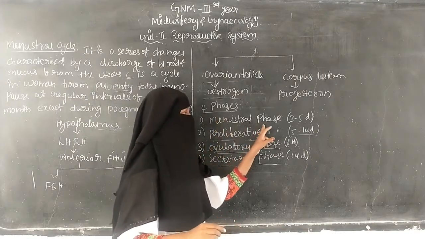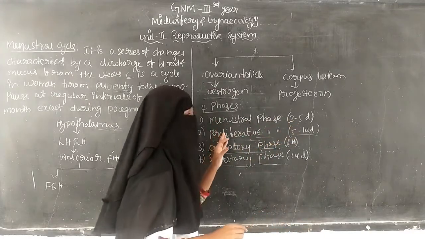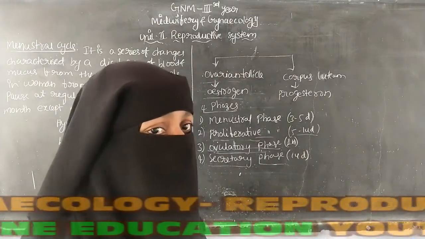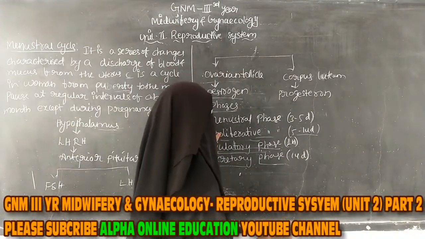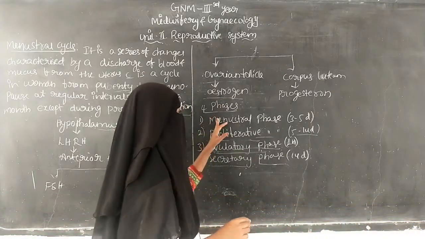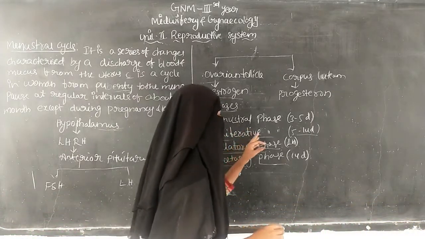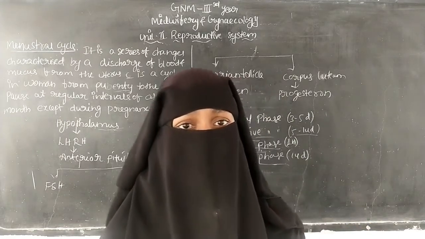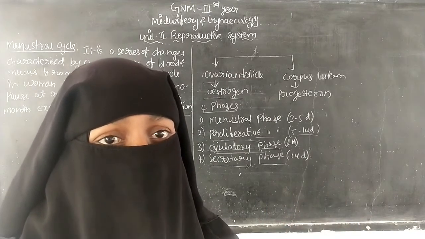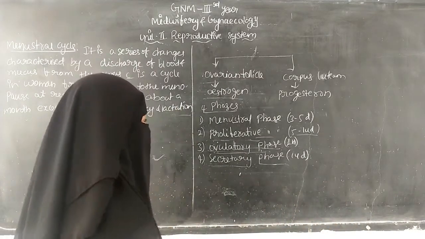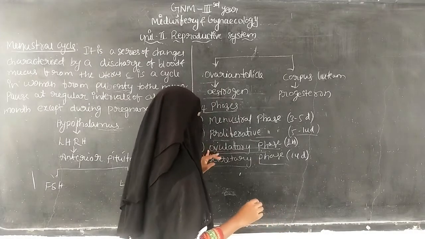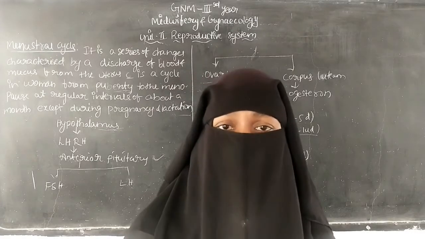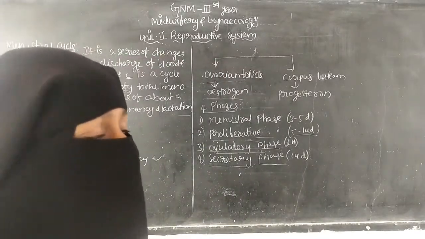So the menstrual phase lasts 3 to 5 days, and during the menstrual phase the ovum is not fertilized and the corpus luteum degenerates, and the estrogen and the progesterone levels decrease. The proliferative phase lasts 5 to 14 days, and under the influence of estrogen the endometrium grows, and the length of the endometrium glands increases. And the ovulatory phase lasts 1 day, and the cervical mucus becomes thinner at the time of ovulation.